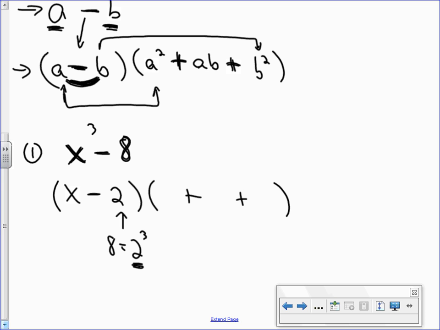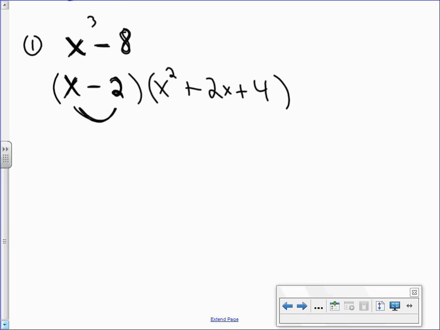Once you get that set, then the rest of it's pretty easy as long as you get it memorized on your first homework. Keep looking at the formula so you don't miss anything. You're going to take this term right here, this x, and square it. You're going to take the 2, this 2, and square it. And then you're going to take these 2 and multiply them together, and that goes in the middle. Okay? It isn't hard, but it is something that you have to memorize.